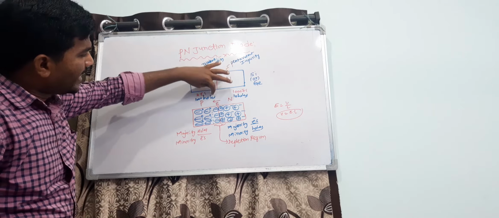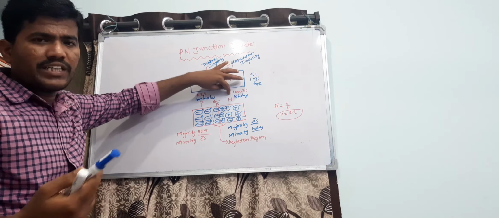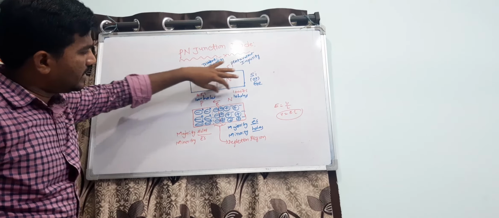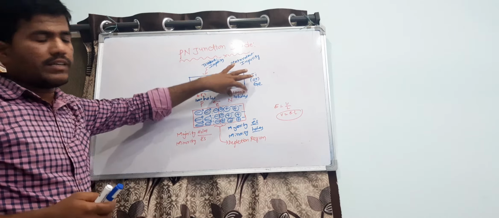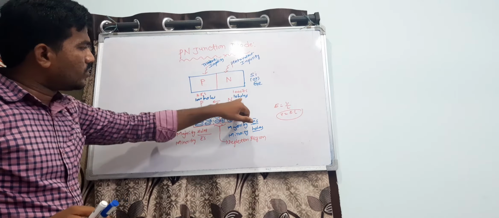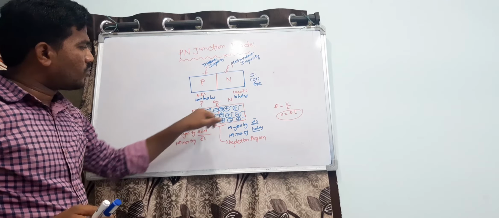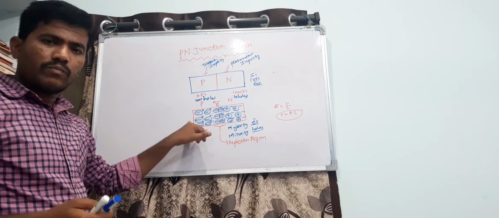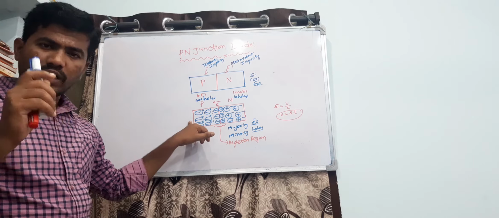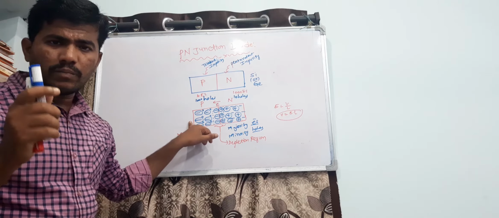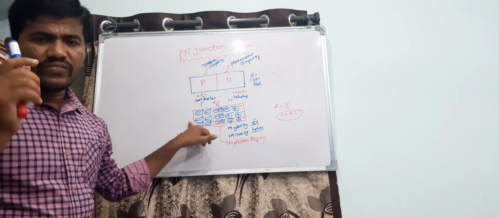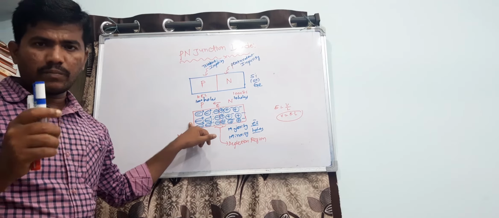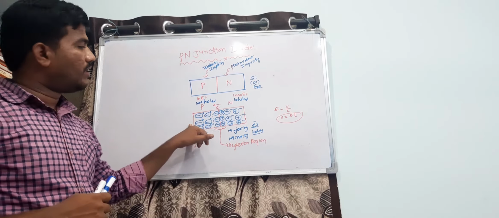Due to the gradient in concentration, gradient is nothing but a change. Here 1000 holes are there, here 10 holes are there. Due to the external temperature, these holes can move from here to here, and these electrons can move from here to here. Before recombination, some current will be flowing. That type of current is called diffusion current.